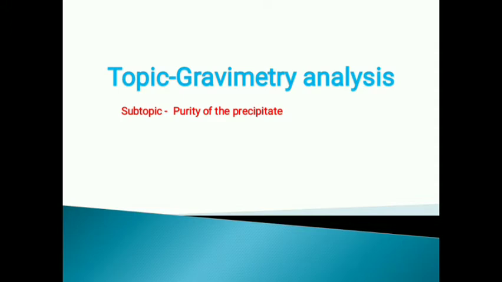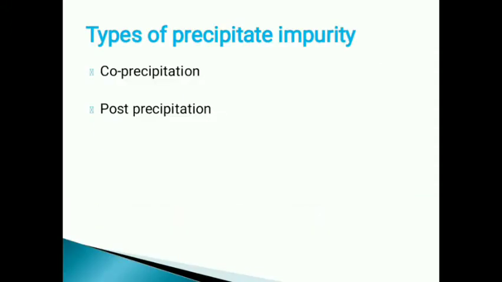Today we are focused on purity of the precipitate. The purity of the precipitate is very important in deciding the impurity present in that particular compound. So the types of precipitate impurity are co-precipitation and post-precipitation. These are the two types of impurity that are obtained during precipitate formation.